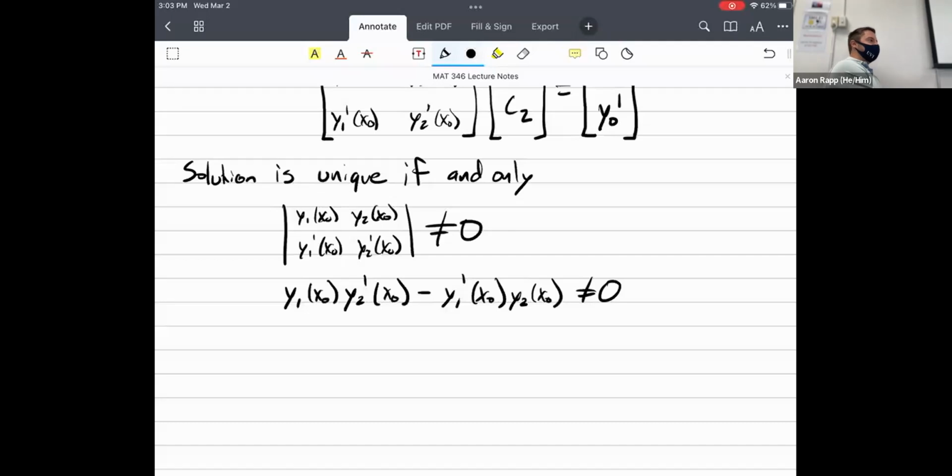So whenever I find these two solutions that I use to make my general solution, as long as this combination of them and their derivatives isn't equal to 0 at my initial starting point, x naught, I'm guaranteed what? A unique solution to the initial value problem. I want to make that clear: a unique solution to the initial value problem. And we can sum this up in a theorem.